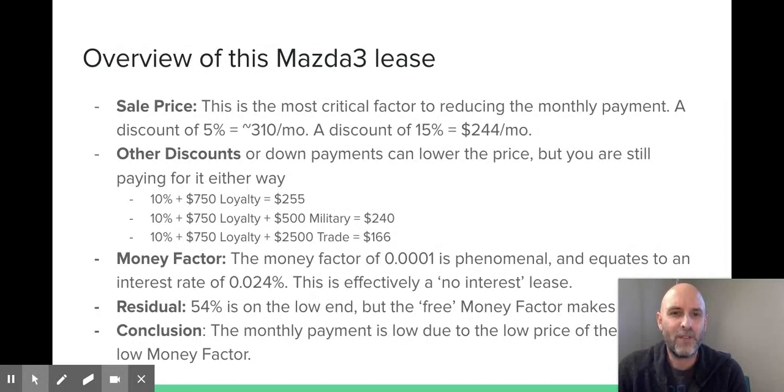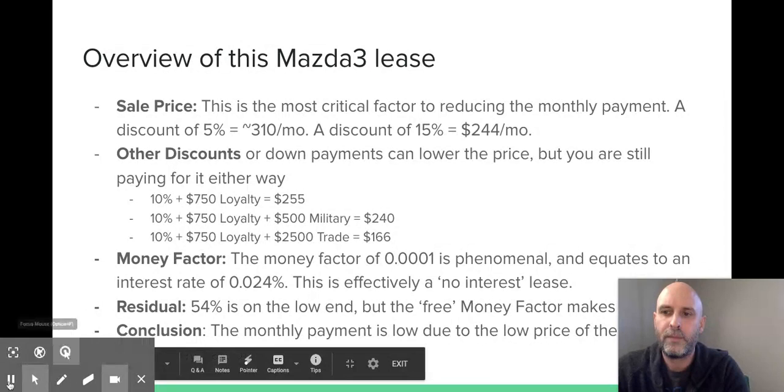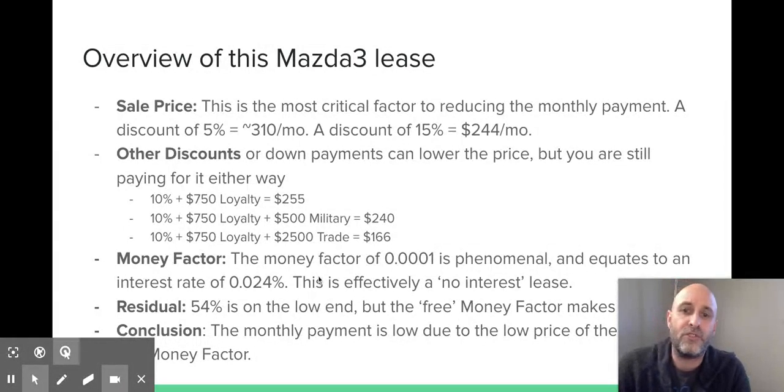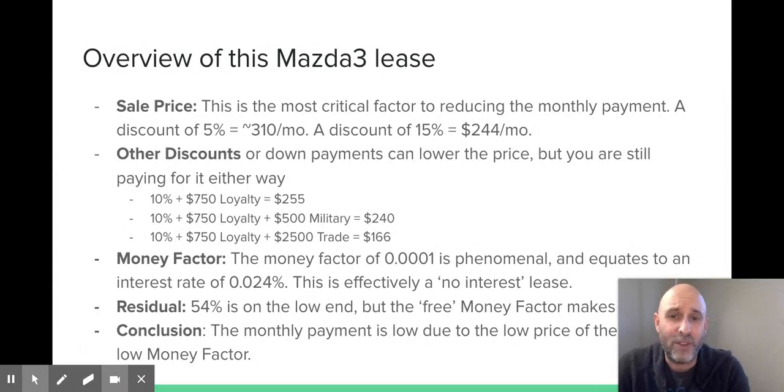If you had a $2,500 trade, and this is where it gets confusing for a lot of people, because you drive in with a car that might be a decent car, but you're looking at it saying it needs $3,000 worth of work. Like, just let them have it. Just give them the car. But there's value there. There's actual money there.